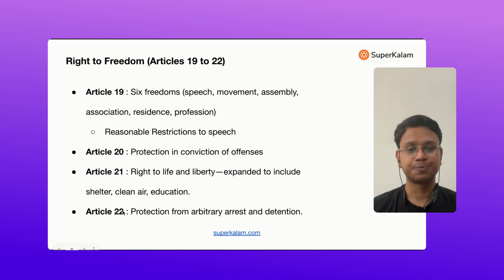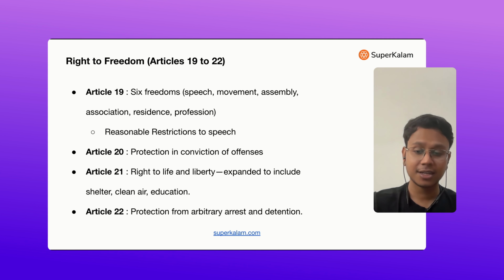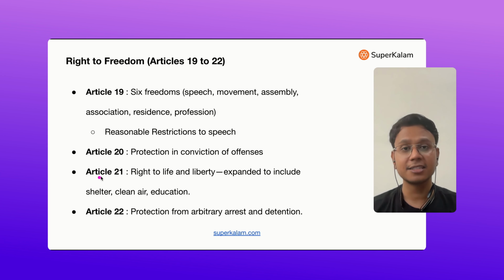Then Article 22, protection from arbitrary arrest and detention. The government cannot arbitrarily arrest you. If the government is arresting you, you have certain rights. For example, you have to be produced before the judge within 24 hours. You have to be communicated the reason for your arrest. You have to be given lawyer support. These are the rights in order to avoid arbitrary arrest. So if I summarize, this article becomes the soul of liberty.